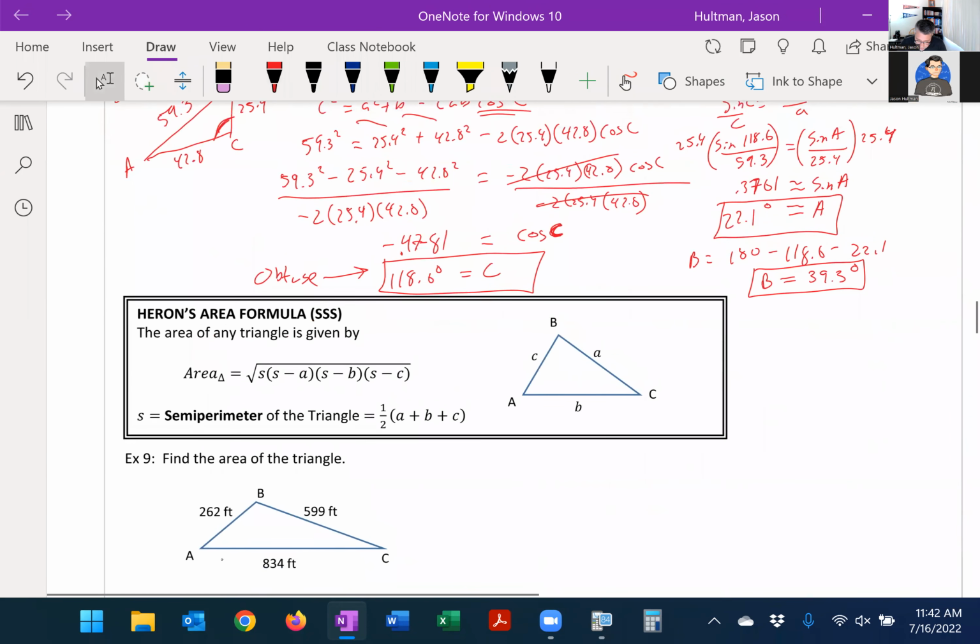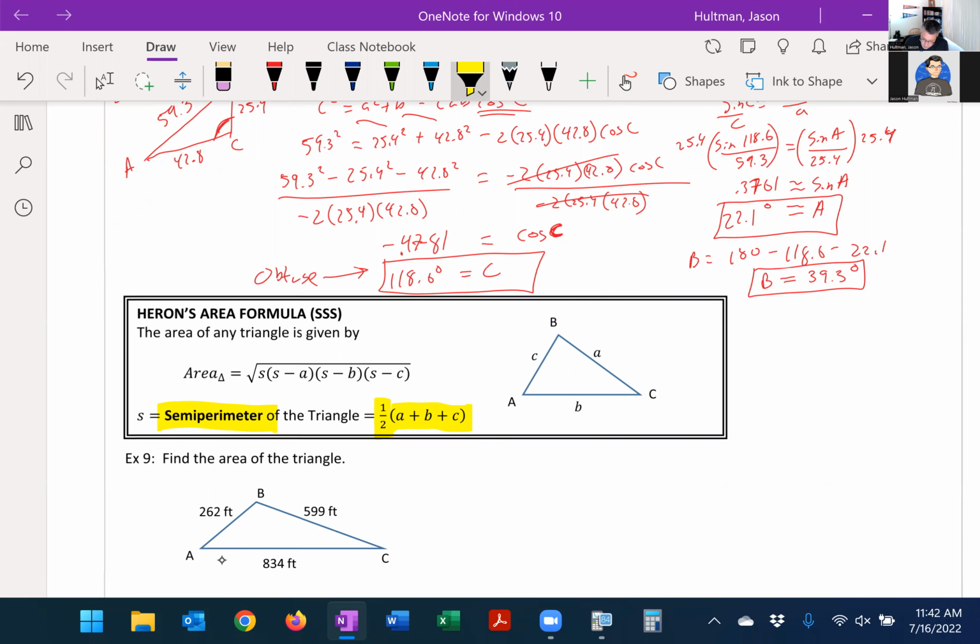Okay, let's look at Heron's formula. The area of any triangle is given by the square root of s times s minus a times s minus b times s minus c. This is a way of getting an area if you only know the sides of a triangle. And it's based on something called the semi-perimeter. The semi-perimeter is basically the perimeter: we add up the sides that were given and we divide by 2. That's called the semi-perimeter of the triangle.